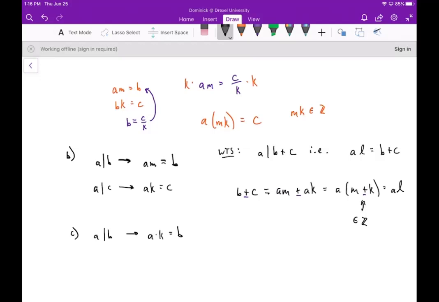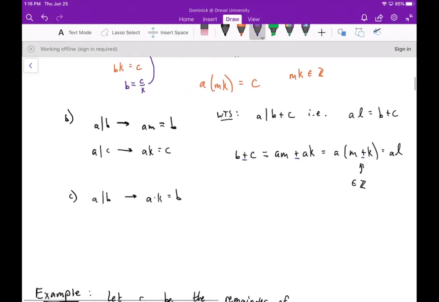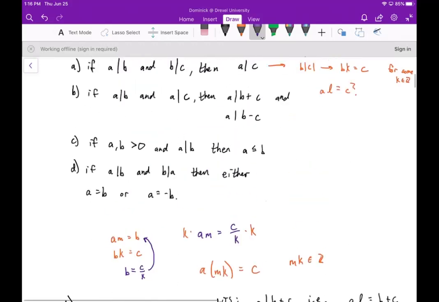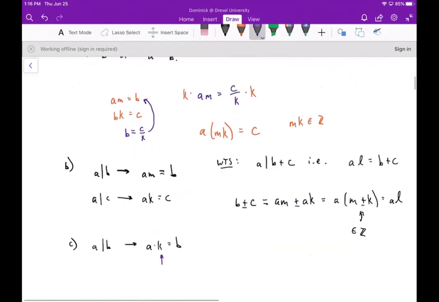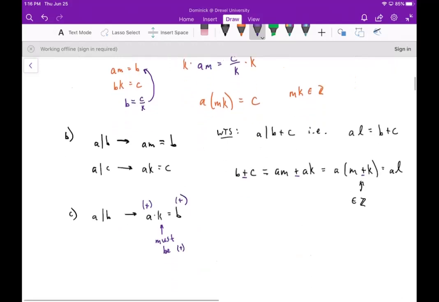Now, if both A and B are positive, that means that I'm multiplying A by some integer to get a positive number, right? So of course, what we're trying to show here is that A is less than or equal to B. So since this is positive and this is positive, K must also be positive. And since K must be a positive integer, the smallest it could be is 1. So K is greater than or equal to 1.